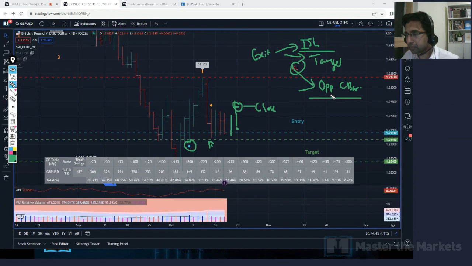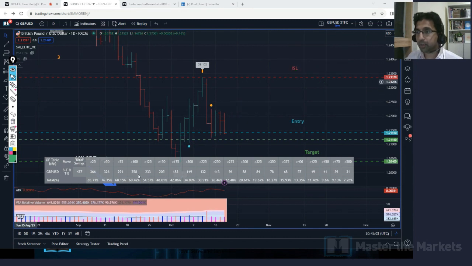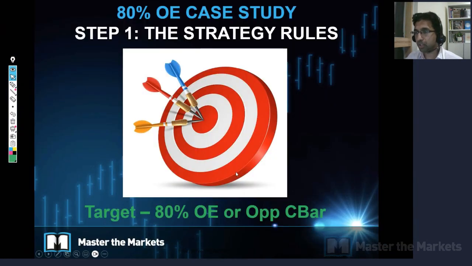All right. Great, traders. So we got this now, right? So we got the exit point as well. So you can only exit a trade when the initial stop loss is hit, or the target is hit, which is an 80% open equity target, or the opposite confirmation bar happens. Okay. So that's what this is about in terms of the target.